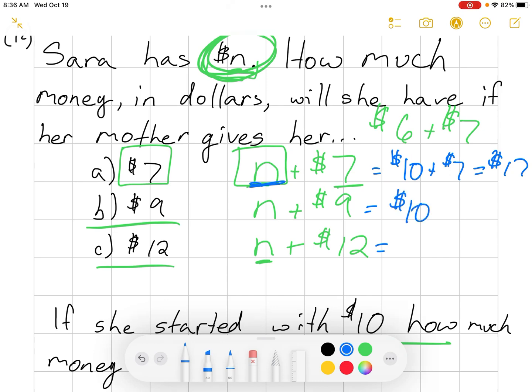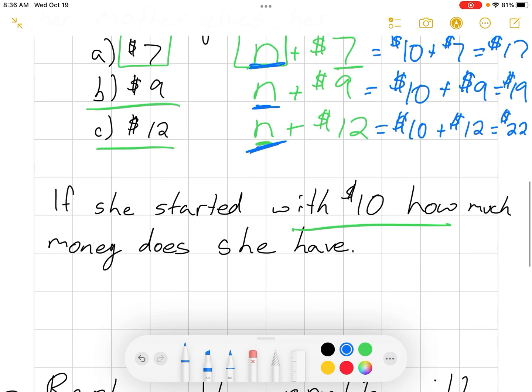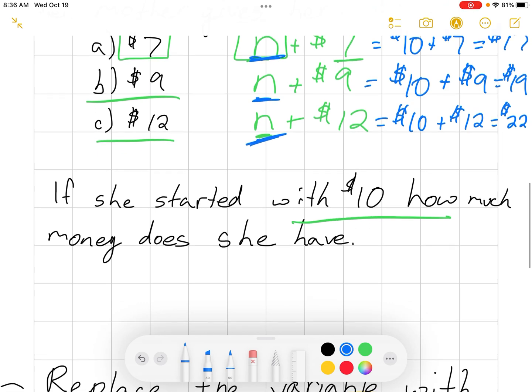All right, so we have $10 that we sub in for the variable. And then she gets given the $9 from her mom, so that is going to be $19. And again, subbing in $10 because that's her starting amount, plus the $12, and that's going to be equal to $22. Okay.